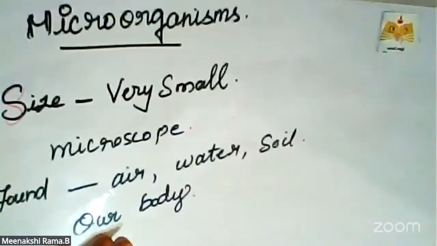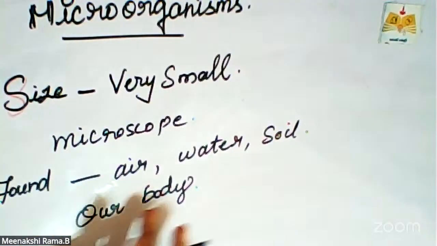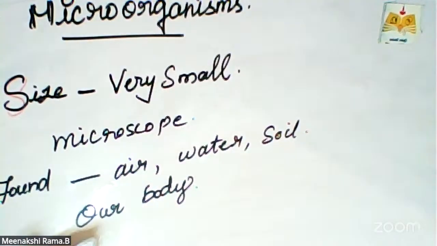So what is a microorganism? A microorganism is a very small, tiny particle. You can't see microorganisms with the naked eye. With the help of a microscope, we can see them. Where are they present? They are present in air, water, soil, and our body also.